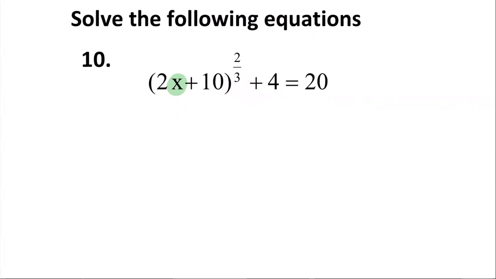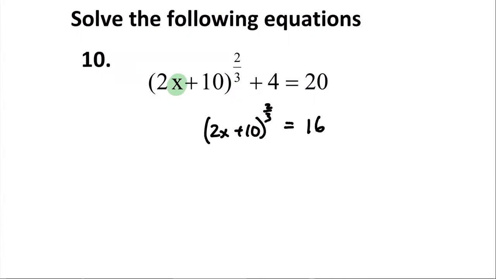So let's go ahead and start approaching this final goal, right? So that we can have x by itself. What would be the first step? Get rid of 4 by subtraction, right? So then you have 16 on the right. And then on the left, you have this. And now, how can we, quote unquote, get rid of the 2/3 exponent?